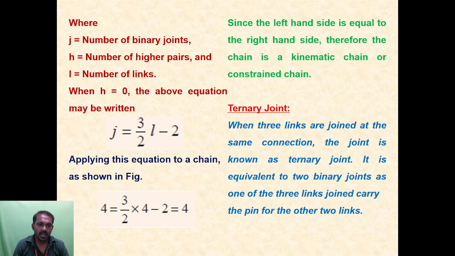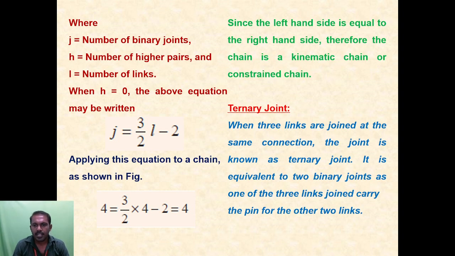For example, there are 4 links, so L is 4. The number of binary joints J is 4, because A, B, C, D are 4 joints: AB, BC, CD and AD are the links. So we apply J = (3/2) × L - 2, with L = 4, so J = 4. So it is a kinematic chain.